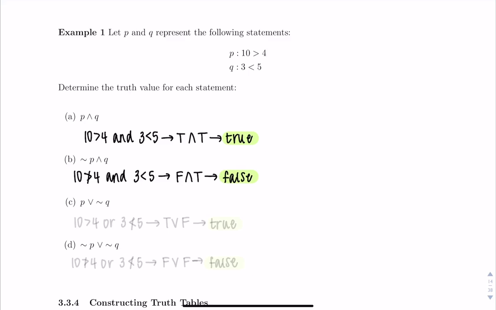In part C, we have P or not Q. So 10 is greater than 4, or 3 is not less than 5. Well, the first statement is true, and the second statement is false, but this is now a disjunction, which is an or statement, so only one of them has to be true for this to be a true statement. And since we have one true statement, the whole thing is true.